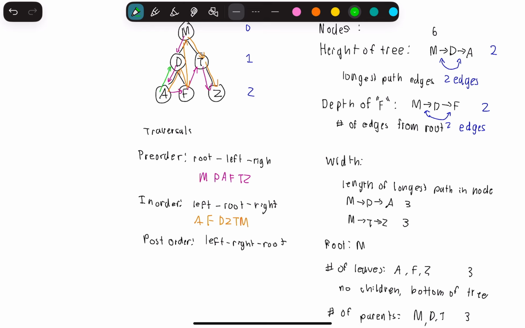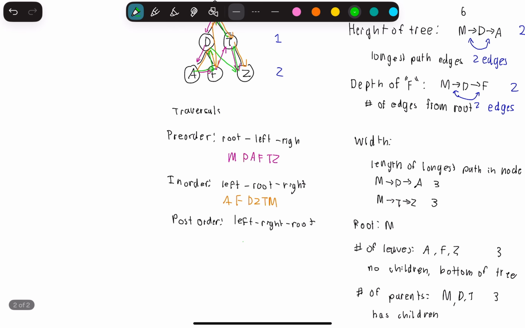And then after A, we have F, and we have D. We start off with A. You start off with A, then you go to F, then you go to D, then you go to Z, then you go to T, and then you go to M. So this is going to be M, D, T, A, F, Z.